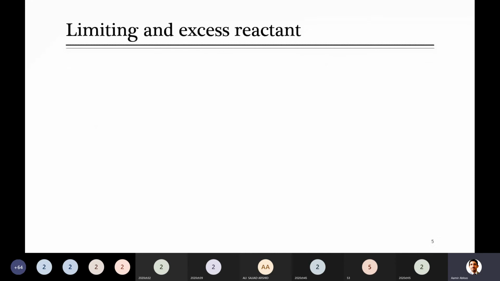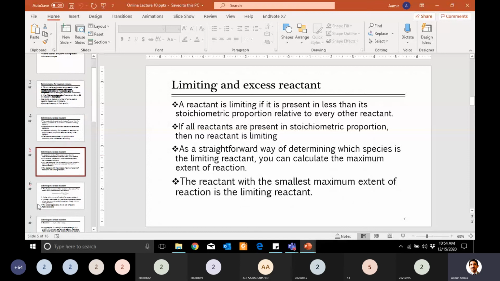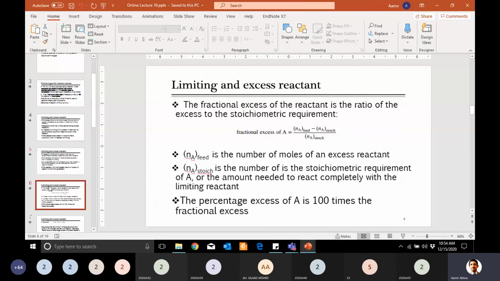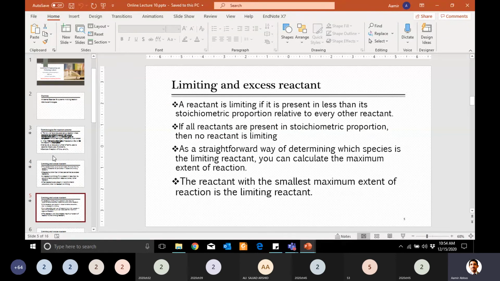So tomorrow we will start from here. The same discussion, limiting and excess reactant, and actually this will be linked with something called extent of the reaction. I think next we have to look at that concept. So up to here, if you have any question, let me know please.